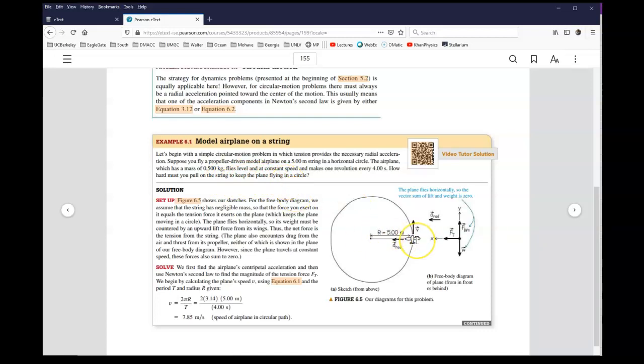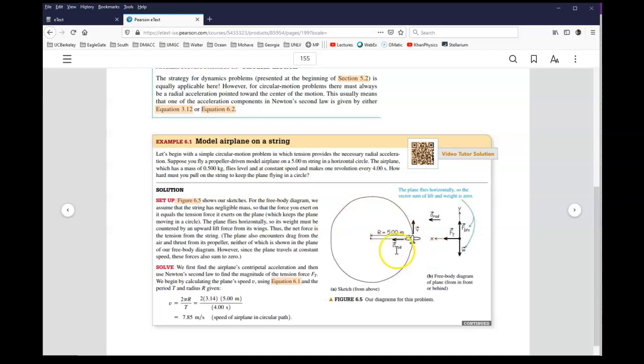Okay, so what is he asking for? Well, whenever you are asking for a force toward the center, remember we said, what is the force toward the center? It's the center-seeking force, centripetal force. So basically he's looking for F sub c, the one we are just dealing with. So when he said, how hard must you pull on the string to keep the plane flying in a circle, basically, what is the centripetal force that is associated with that?